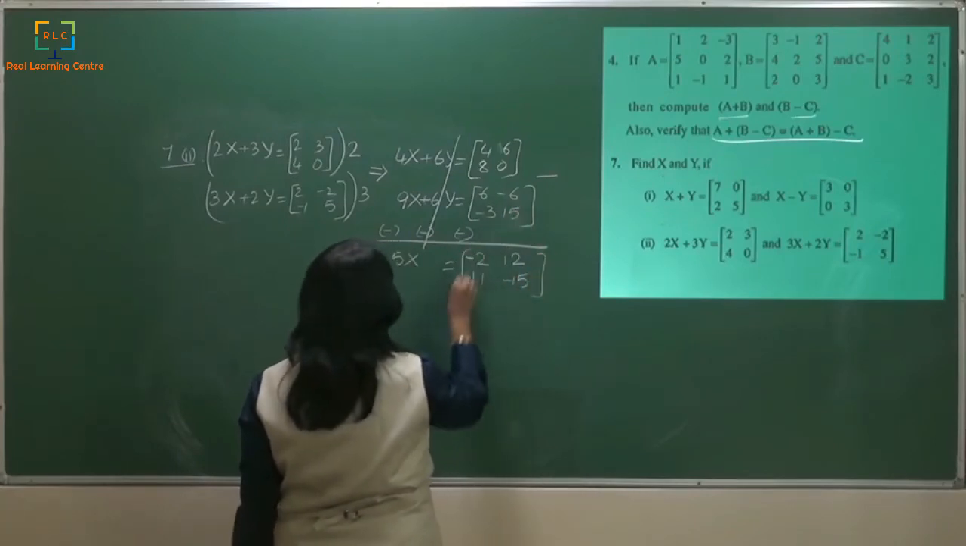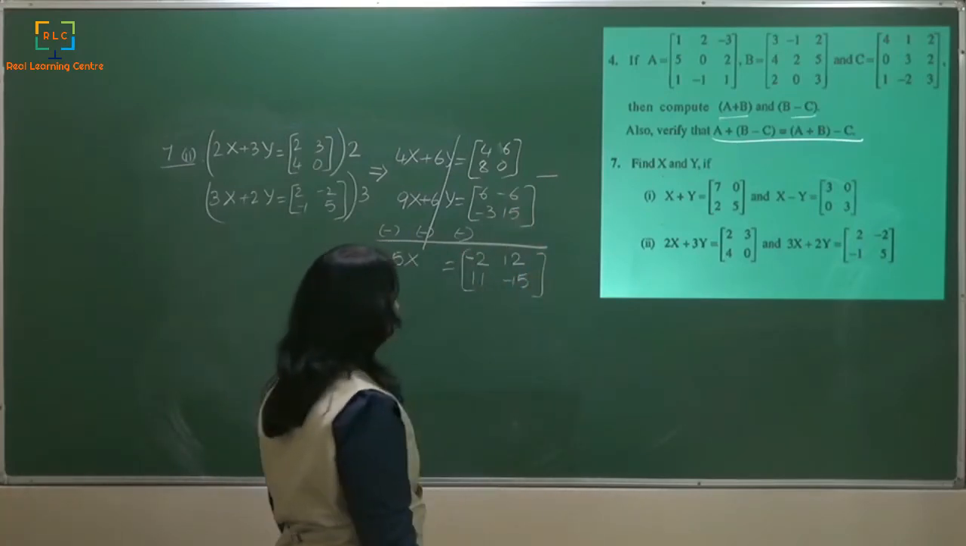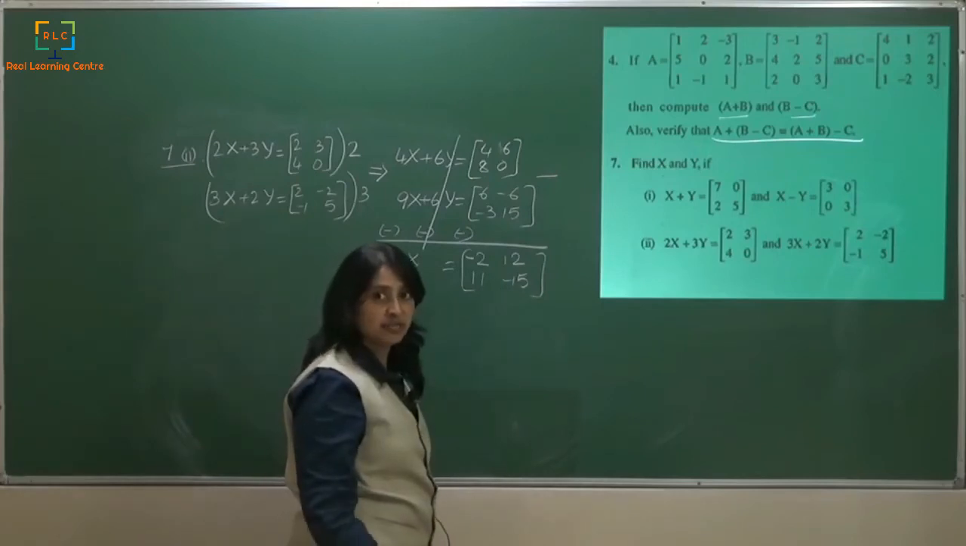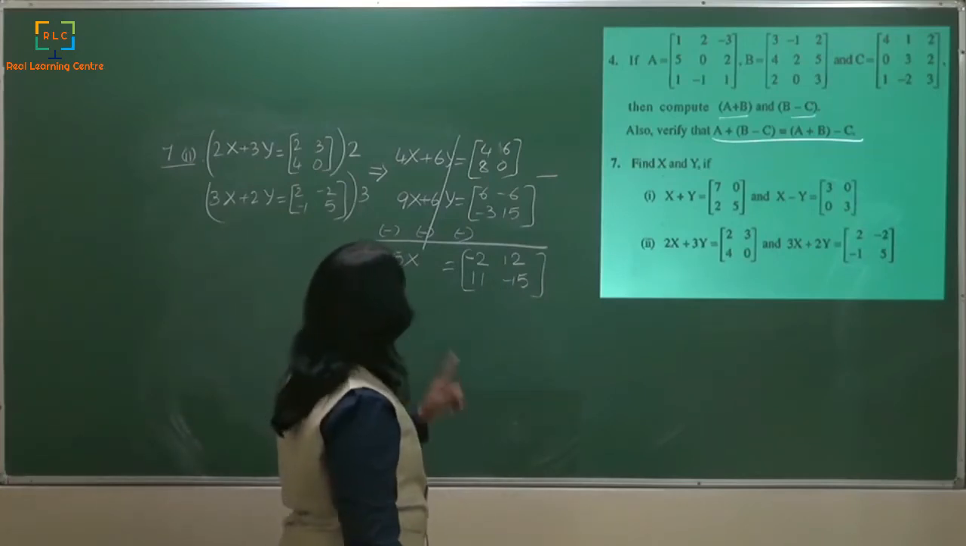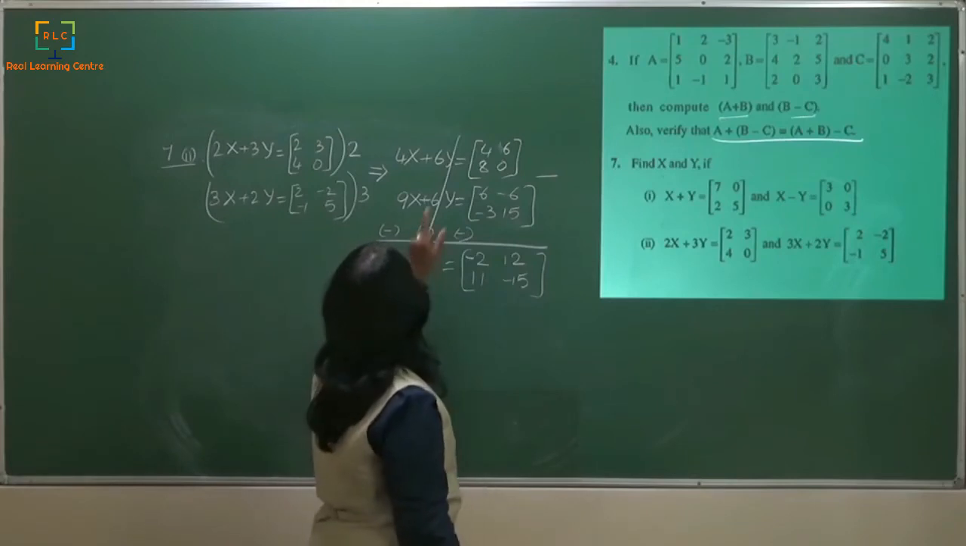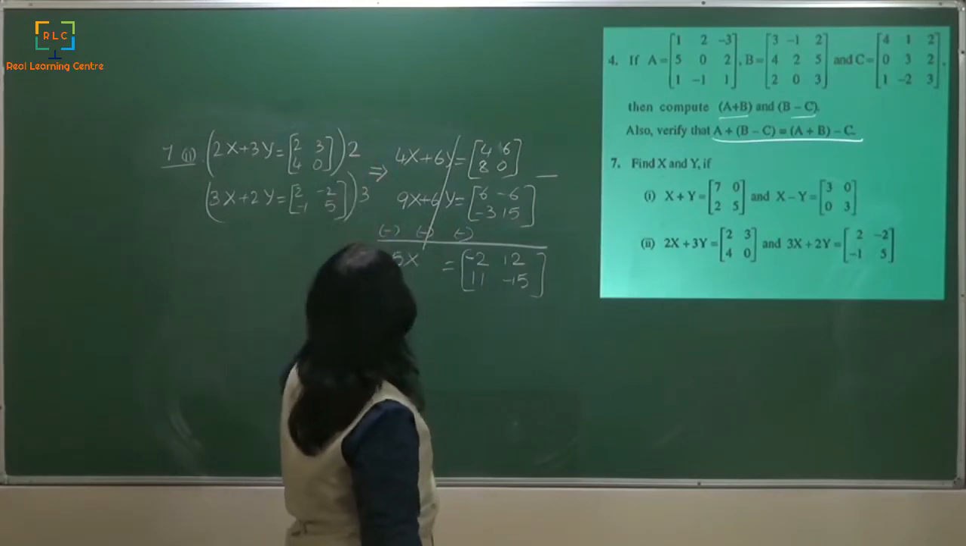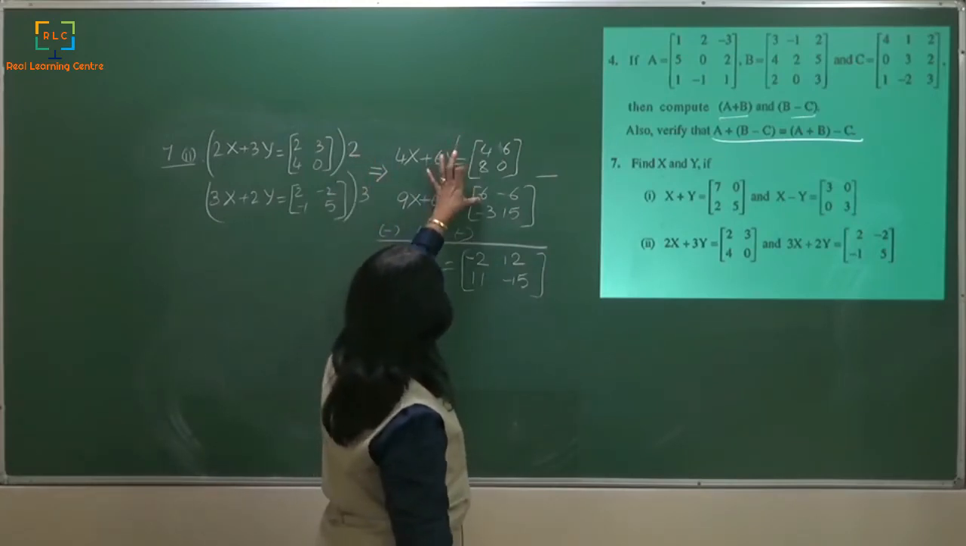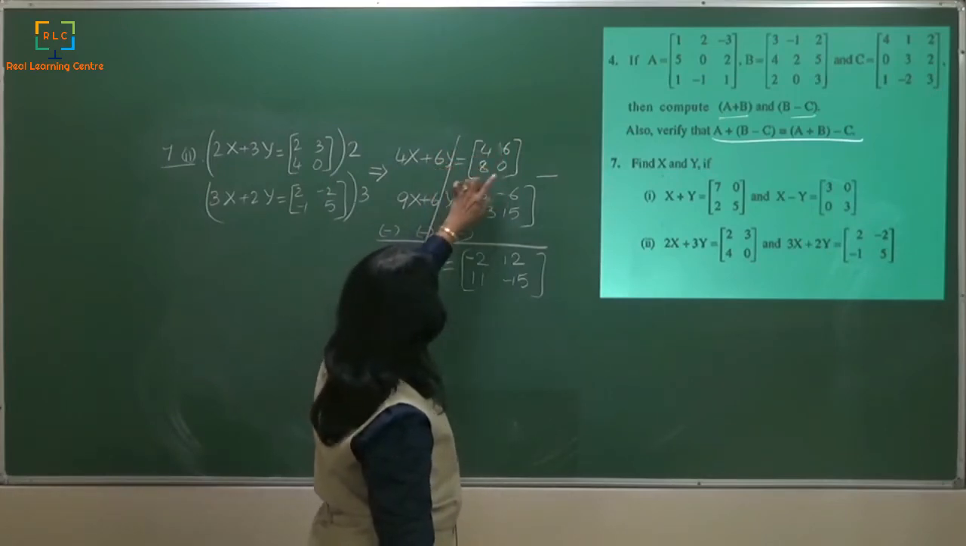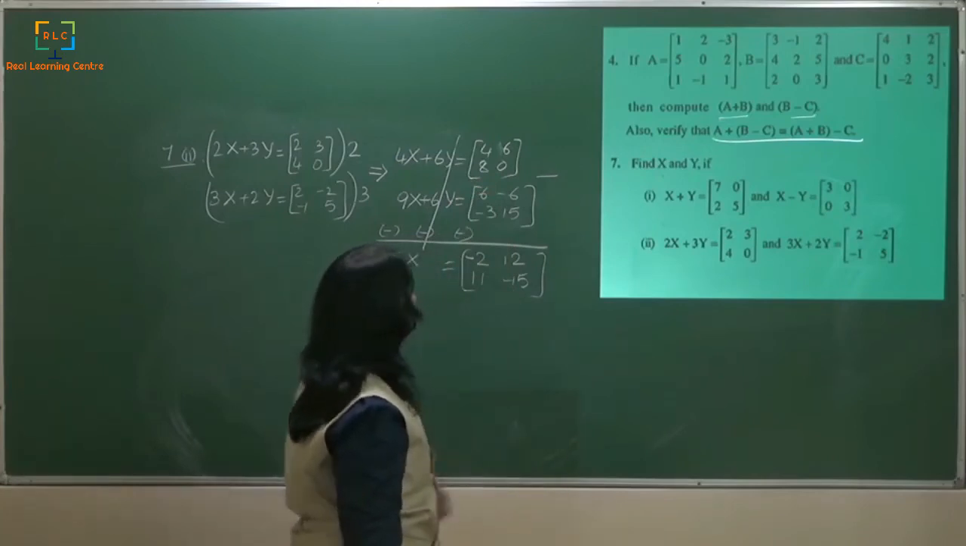I will check once again, children. You should not take a break in between or talk about something else, then the focus will go. I have to check here once again. 4 minus 9 is minus 5. I am subtracting. 4 minus 6 is minus 2. 6 plus 6 is 12. 8 plus 3 is 11. 0 minus 15 is minus 15. Okay, we have done correctly.